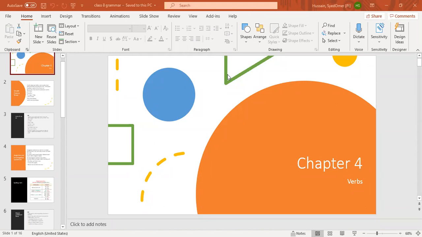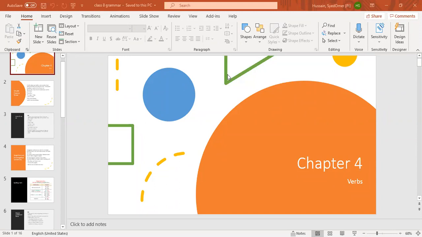Simple present tense, as I have told you, is a tense which tells about our repeated actions, our habits, universal truth, events which are going to happen in future, news headlines. So we are going to use simple present tense for this purpose. In simple present tense, we use base verb.